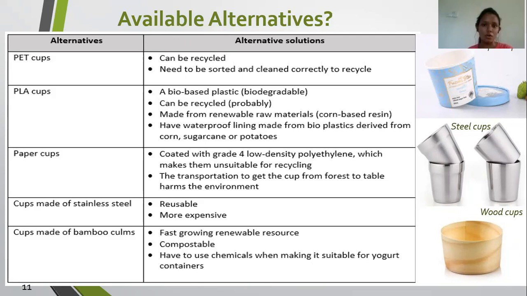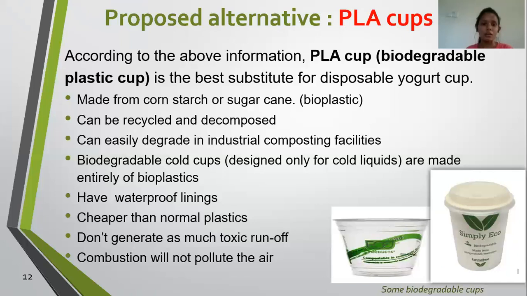So according to the information in the previous slide, we propose that the best substitute for a disposable yogurt cup is PLA cups. These PLA cups are made from cornstarch and sugar cane, and also they can be recycled and decomposed. And these are biodegradable cold cups which have a waterproof lining, and also they are cheaper than normal plastic cups. The other thing is they don't generate as much toxic runoff, and also will not pollute the air in combustion. Naveen? Thank you, Kitpini.